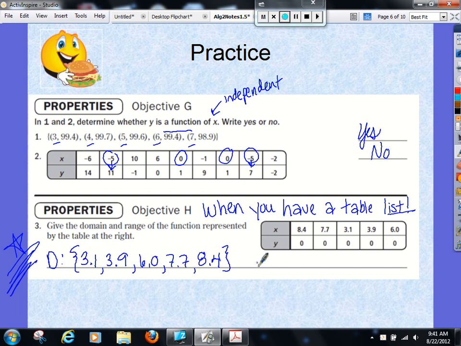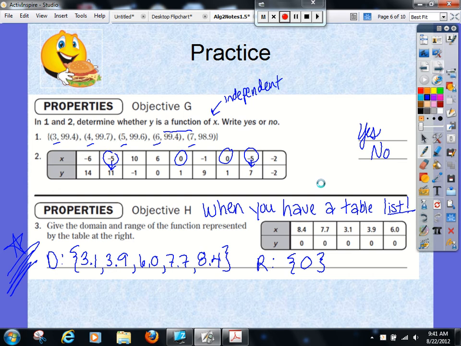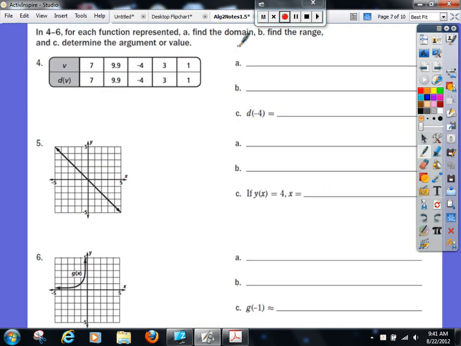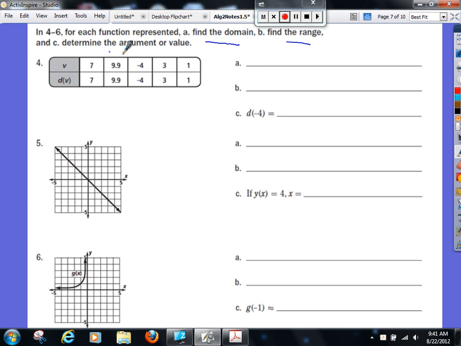What can the range be? This one's easy. What's the range going to be? 0. That's all that I'm given for this table. When you have a table, list it. Don't make it harder than it is. Okay. Moving on. Still finding domain, finding the range, determining the argument or value that they ask for. Okay? Table, what I just told you, if it's a table, you need to list it.